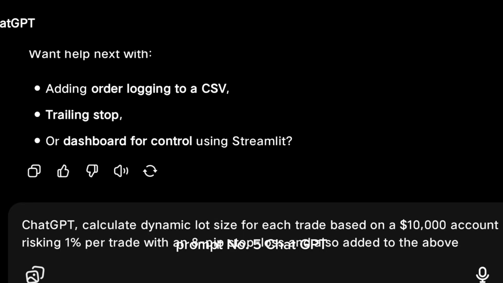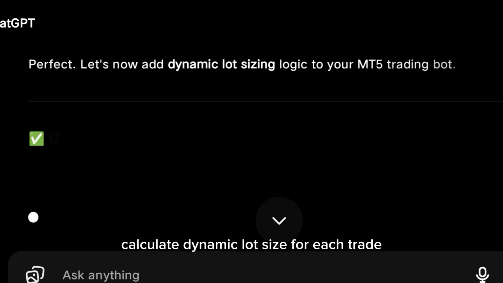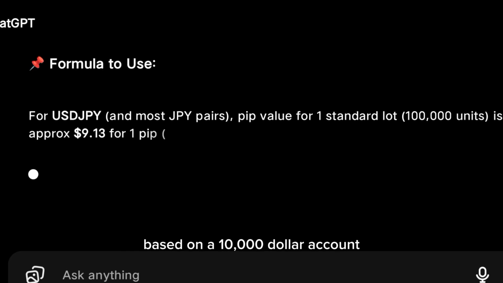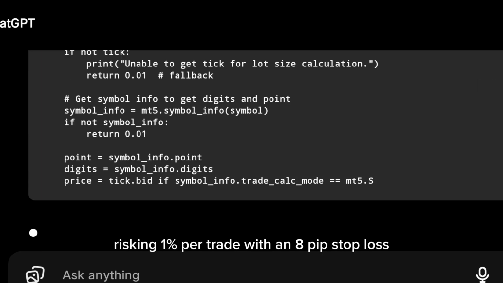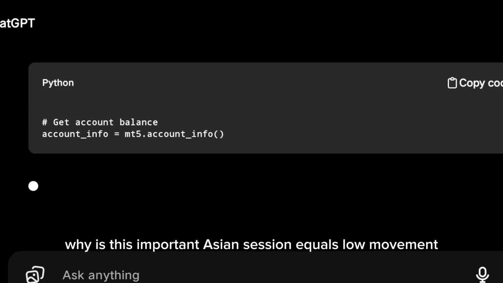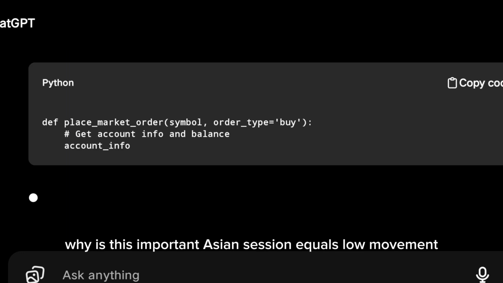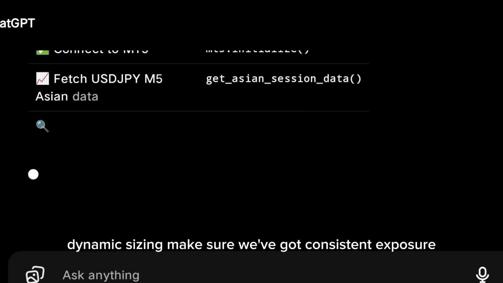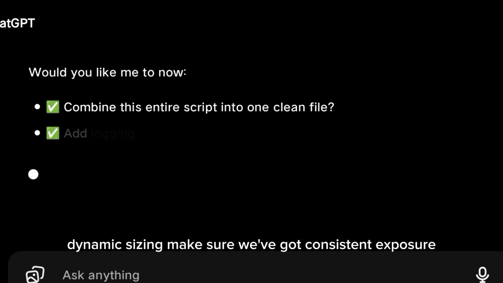Prompt number 5. ChatGPT, calculate dynamic lot size for each trade based on a $10,000 account risking 1% per trade with an 8 pip stop loss. Why is this important? Asian session equals low movement, so tighter risk is needed. Dynamic sizing makes sure we've got consistent exposure.